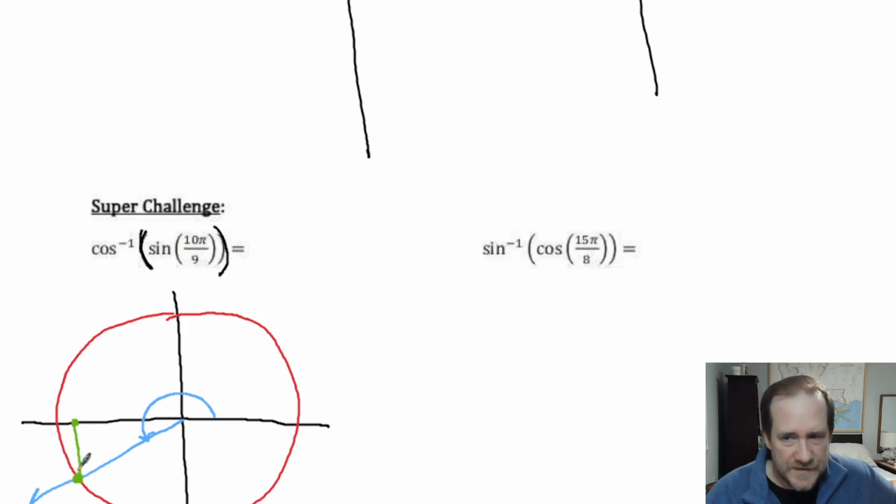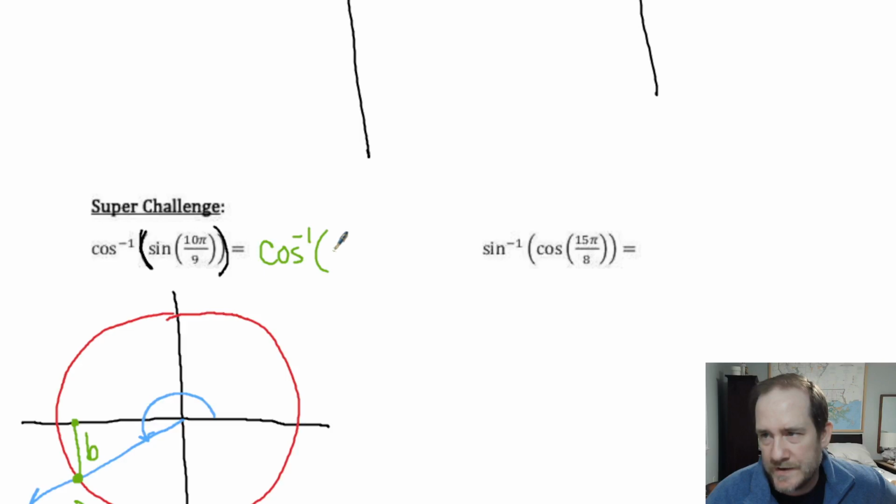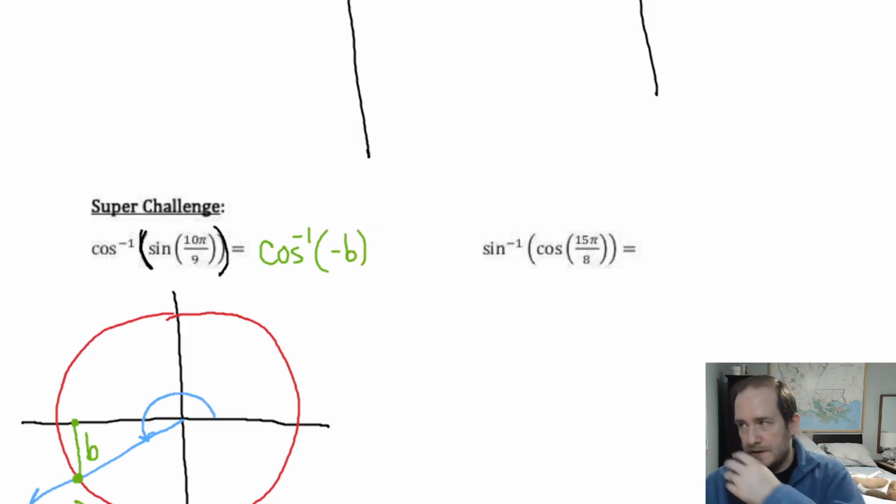So how long you want that thing to be? What do you want to call it? You want to call it b again? If this point right here is the ordered pair negative a, negative b, then this thing has a length of b, right? So the sine of this would be negative b. So we now need to do the inverse cosine of negative b. All right, what the hell does that mean?